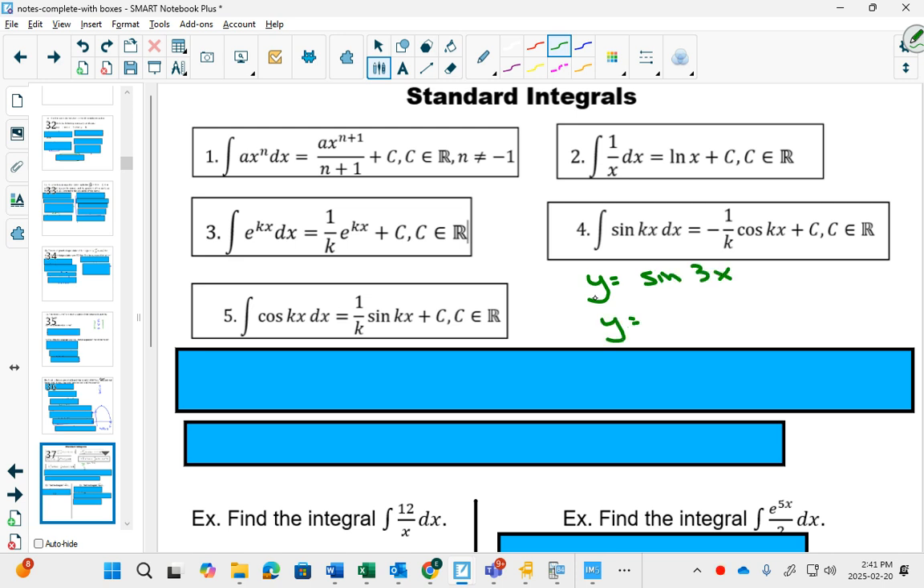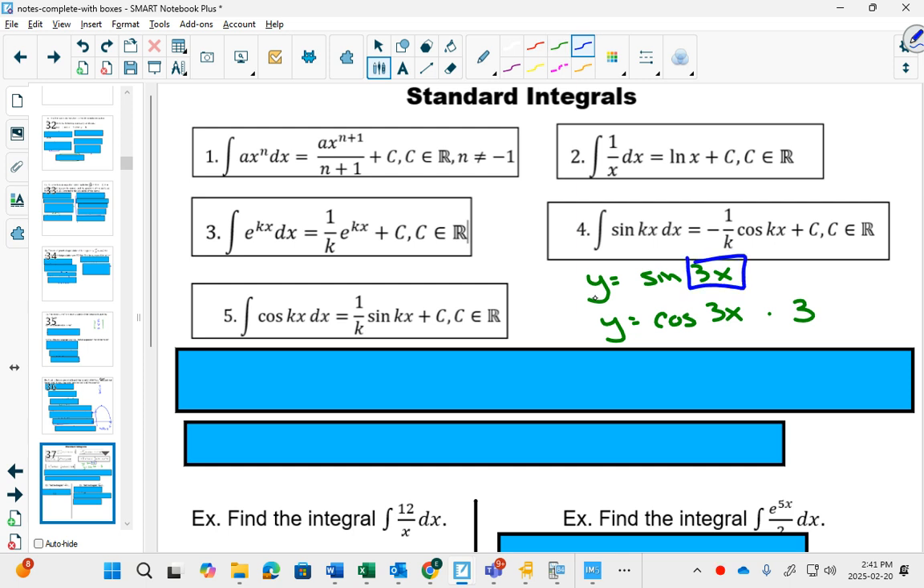If you did this derivative, do you see that you would have a simple chain rule? Your outside function is sine, and your inside function is 3x. And with that simple chain rule, you'd say, well, the derivative of sine is cos. Keep the inside the same, and then you would multiply by the derivative of the inside, so you'd multiply by 3.